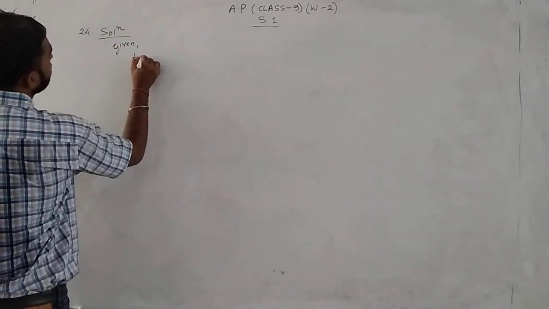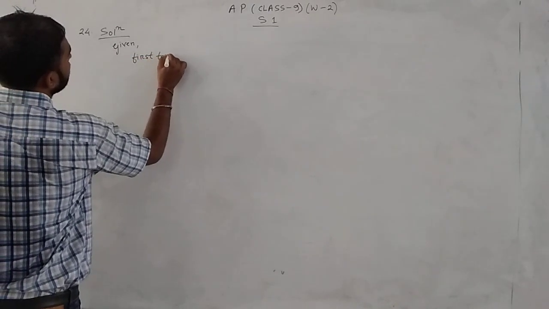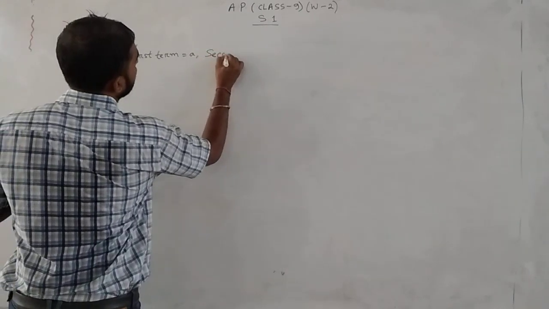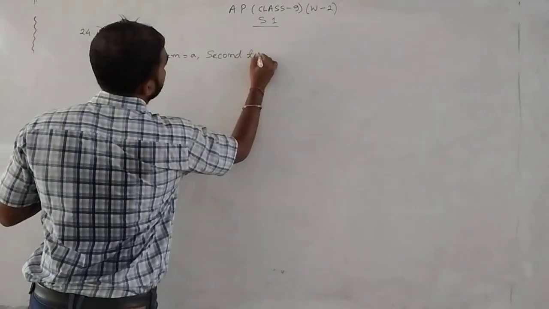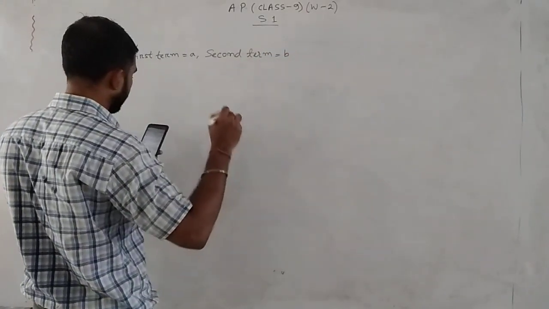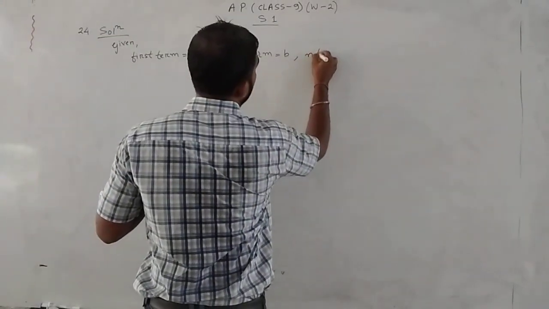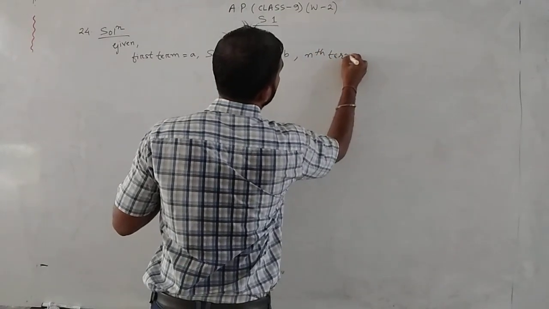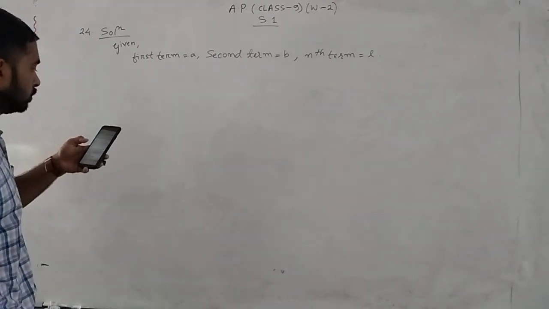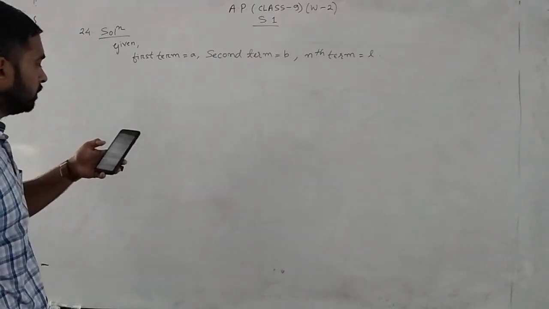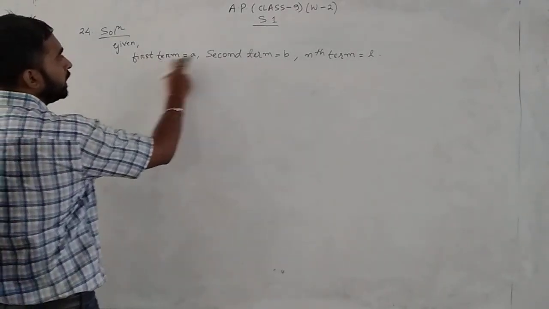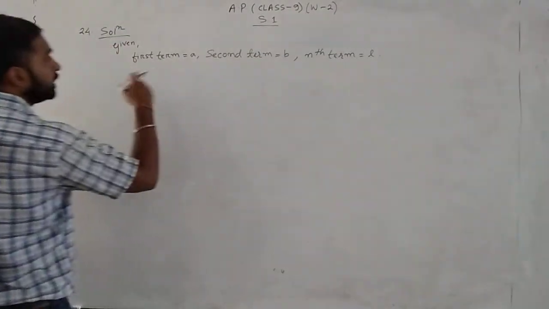First term is equal to A. Second term equal B. And the nth term, that is the last term, equal to L. The first question is to show that n equals twice A minus B minus L by A minus B. Okay, now if the first term is A and the second term is B, then what is the common difference?